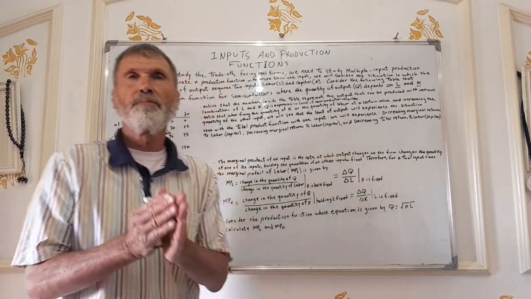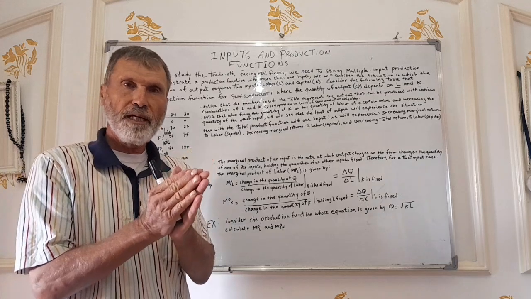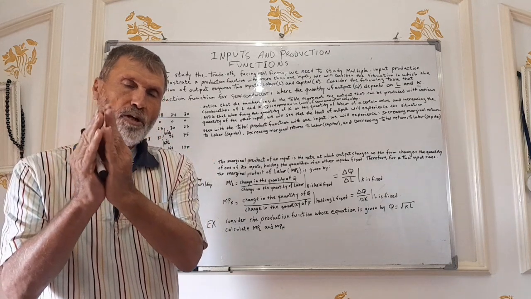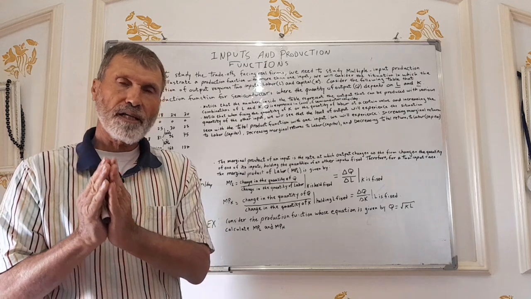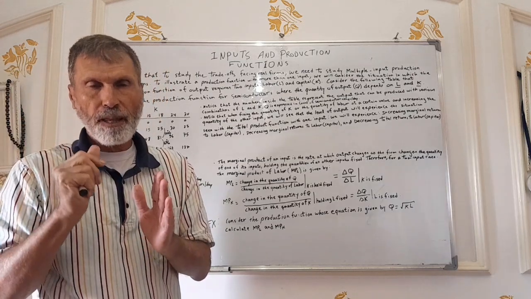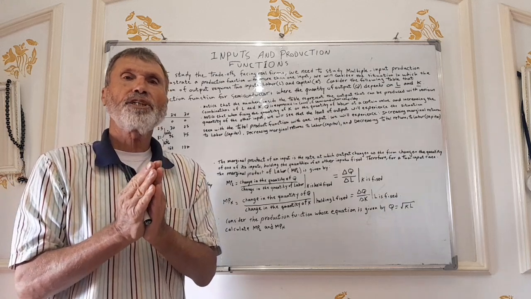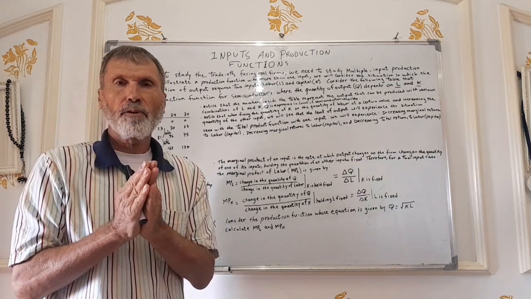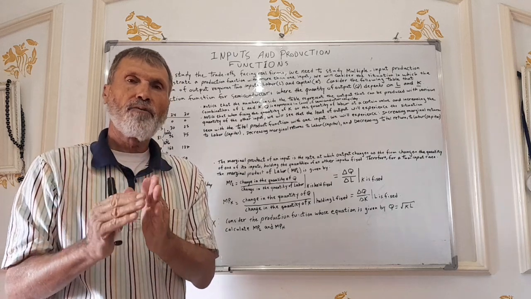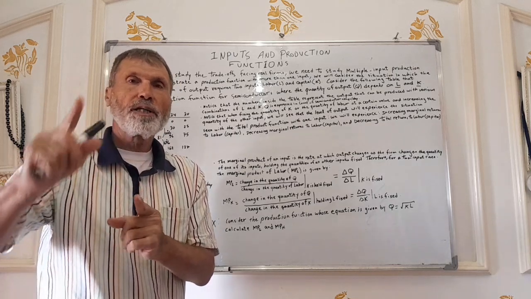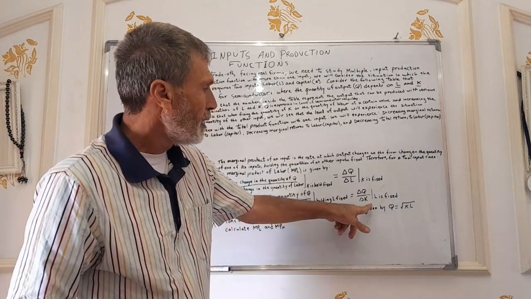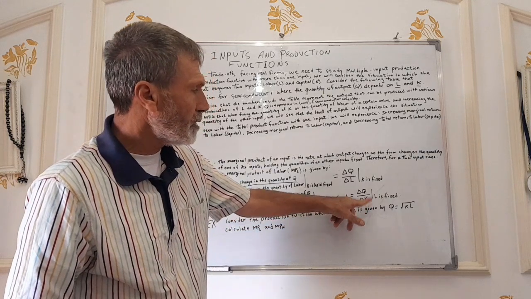So if we're talking about the marginal product of capital, it is the change in total output Q over the change in that input, which is K, holding the other input, which is L, fixed. If we are talking about the marginal product of labor, we are talking about the change in Q over the change in labor, holding the other input, which is capital, fixed. And in an equation, it's going to be like this.